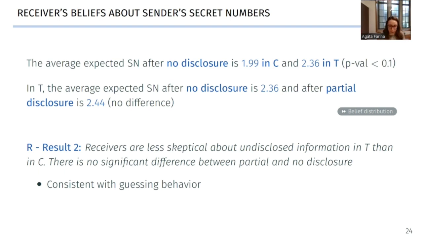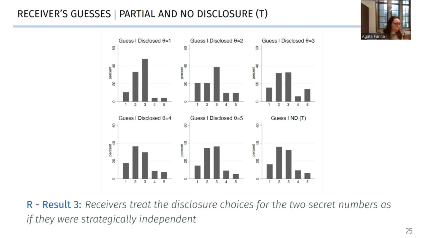And now I'm basically out of time, but I just want to show one more result about the receiver, which is linked to this inability to account for the information contained in partial disclosure. In the panels that you see on the slide, we plot the frequency of each guess that the receiver can take, from 1 to 5, for undisclosed information in cases of partial disclosure, when we condition on the secret number that has been disclosed. So for instance, this figure here is the frequency of the guess for the undisclosed secret number when the receiver sees a 1, and so on for all the secret numbers.